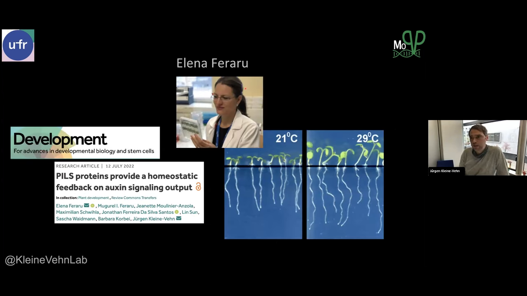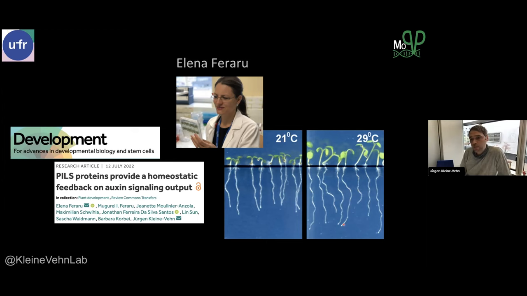And the paper that we published here in Development actually also gets into this direction, because it also looks at plants and how plants adapt to the environment. And here the lead author, and actually the brain behind the entire paper, is Elena Ferraro. She has a very nice system that she looks at, because she looks at how plants react to elevated temperature. So she is transferring plants from a normal temperature range of 21 to 29. And what happens is she sees that there's a growth promoting effect in these roots. And she wanted to figure out how this is molecularly controlled.